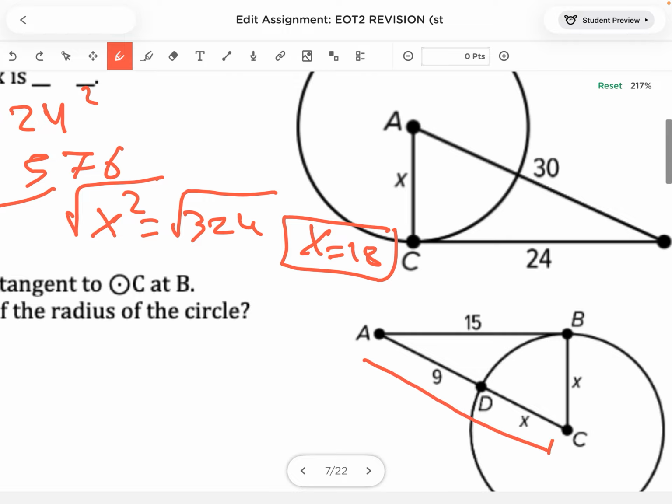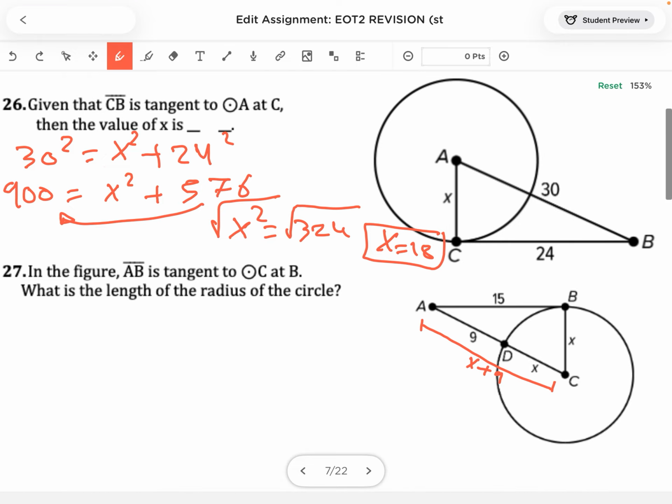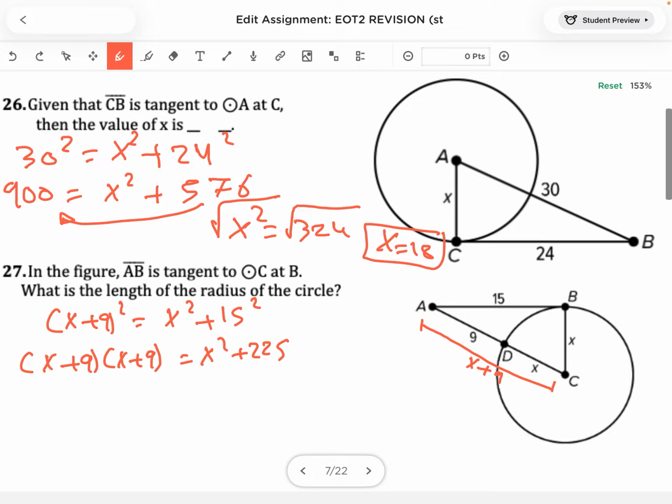This is C, which is x plus 9. So if we apply, it will be (x plus 9) squared equal x squared plus 15 squared. If we need to expand it, plus 225. x squared plus 9x plus 9x plus 81 equal x squared plus 225.